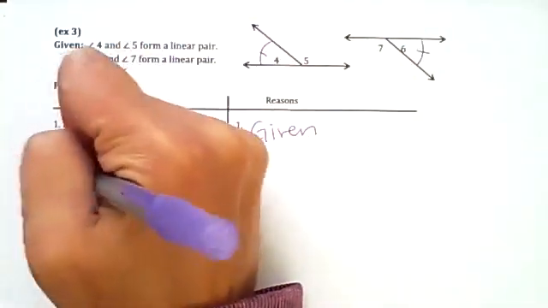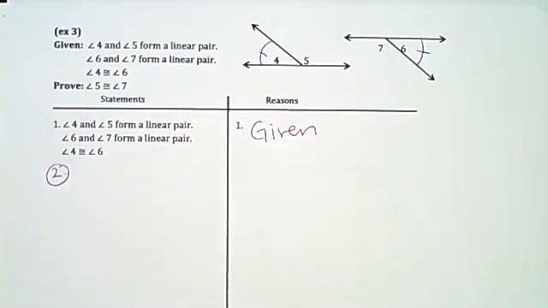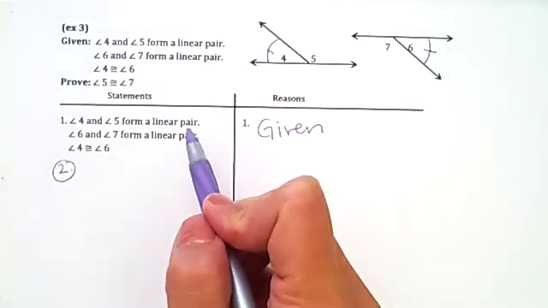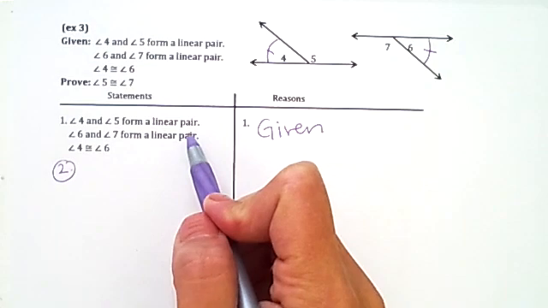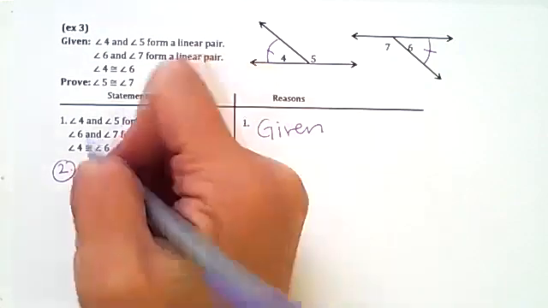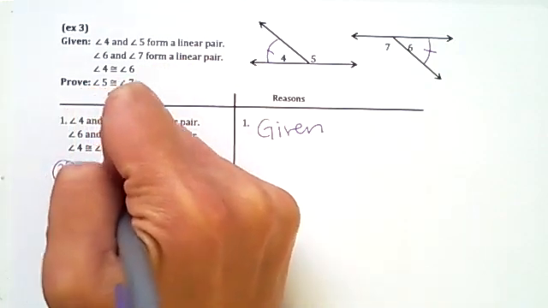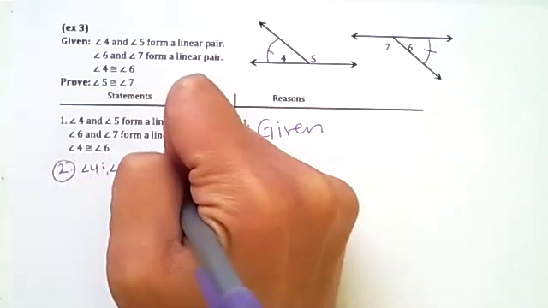Typically, anytime you're given that there's a linear pair, we want to say that they're supplementary. The reason we do that is we can eventually say they're equal to 180, and we can do substitution, and you'll see. So being told that they're linear pairs, I can now say that they're supplementary by the linear pair theorem. So I would say angle 4 and angle 5 are supplementary.